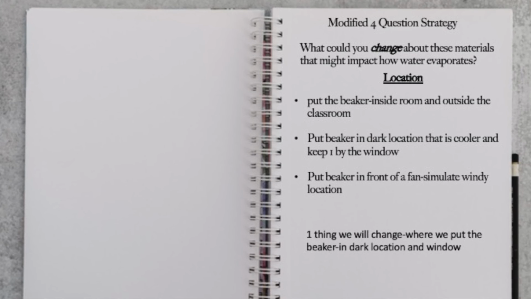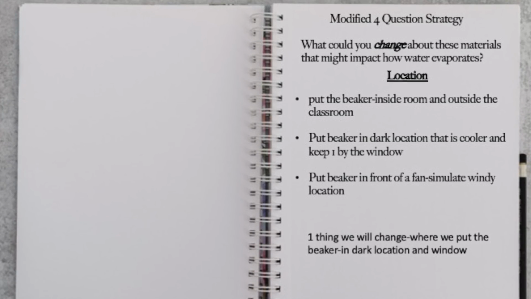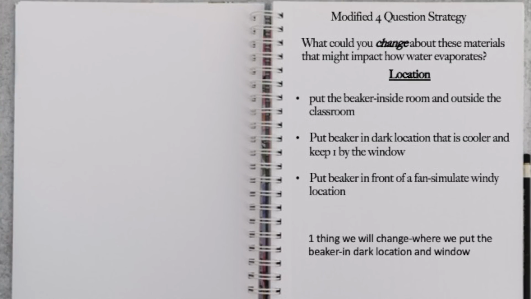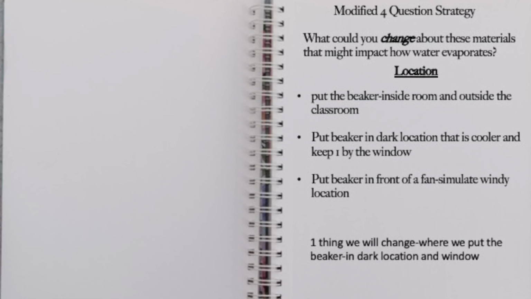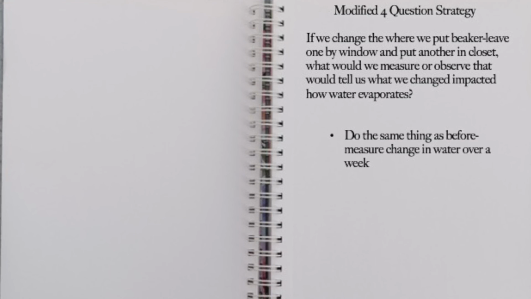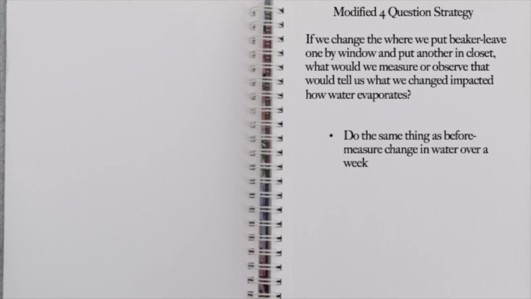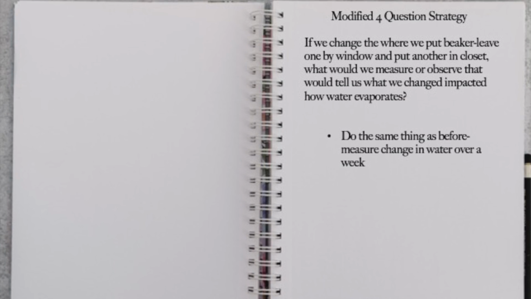Here's what students have brainstormed before. These are all the independent variables that they came up with. We picked one thing that we would change, and that's the location. So the students designed that they would change that location. And that's the best part about the 4-question strategy, it really puts the control to the students. The last part of the strategy is, if we make this change of location, what are we going to observe or measure? And so this is what the students said.